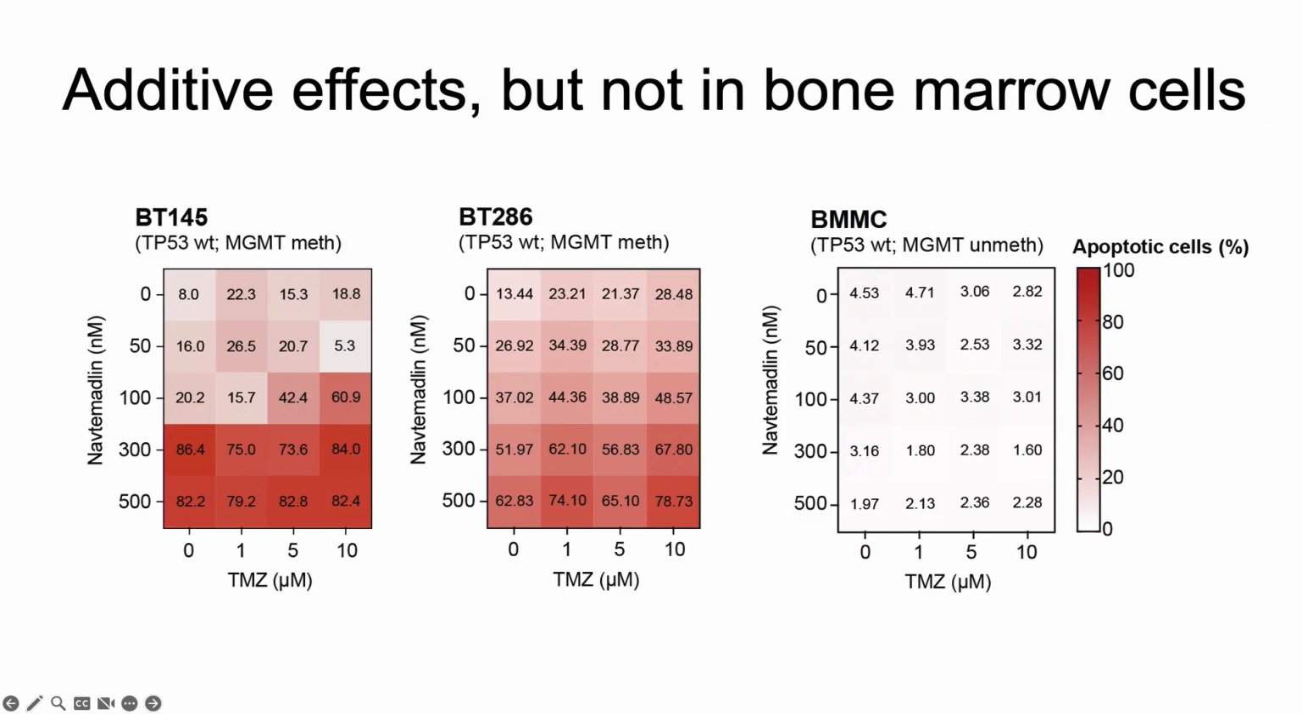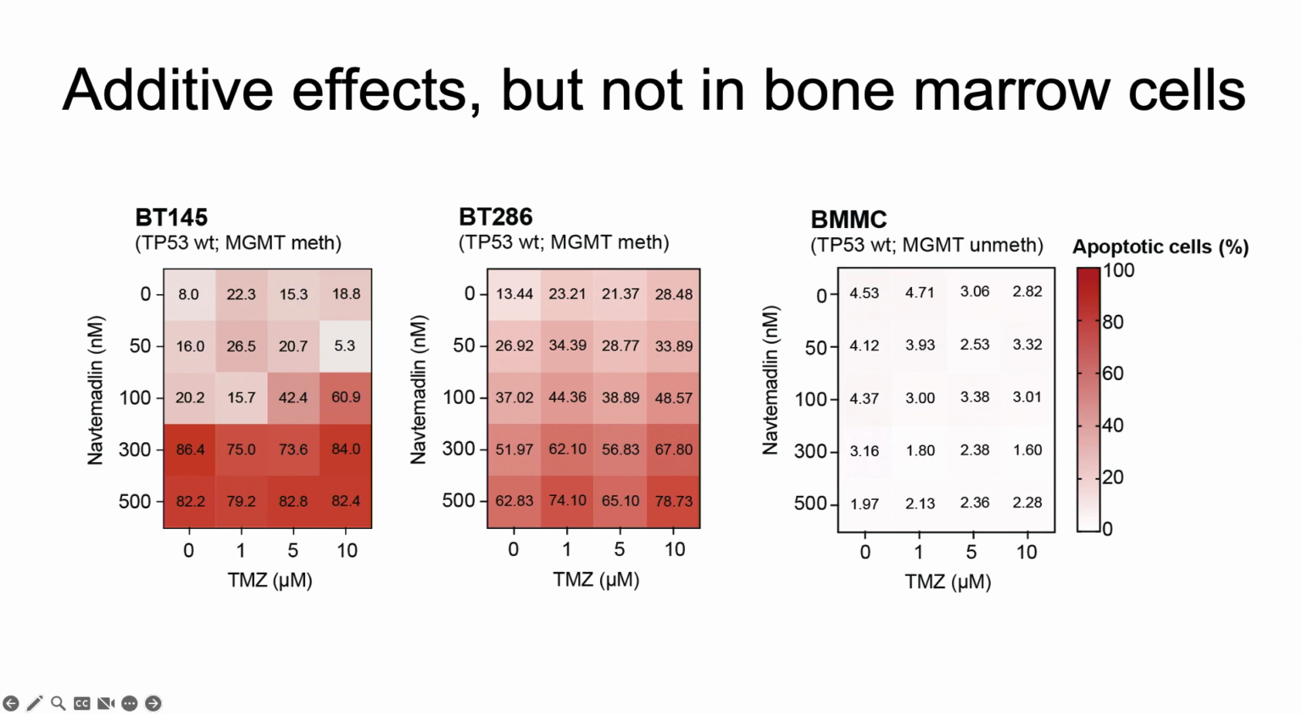When combining temozolomide and naftamadlin, we saw additive effects in glioma spheres, right? The P53 wild-type glioma models, with these two-dimensional charts, as you can see, with increasing doses of temozolomide on the horizontal axis and increasing doses of naftamadlin on the vertical axis, where we could get to pretty high rates of apoptosis at combinations of naftamadlin around 100 nanomolar with temozolomide doses up at around 10 micromolar, which are actually not that high for temozolomide.